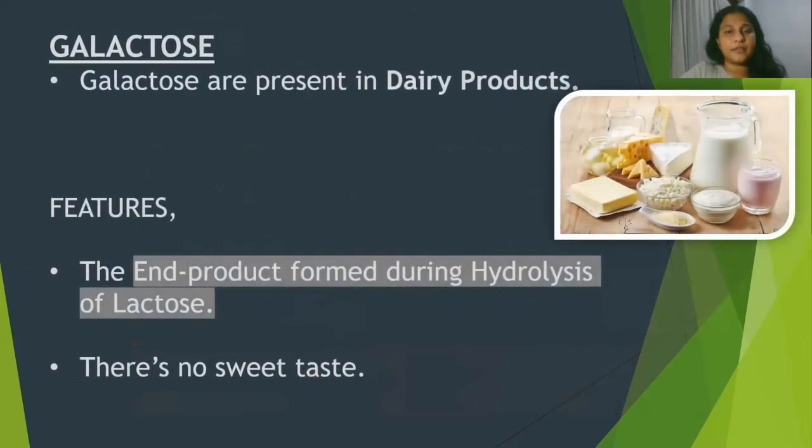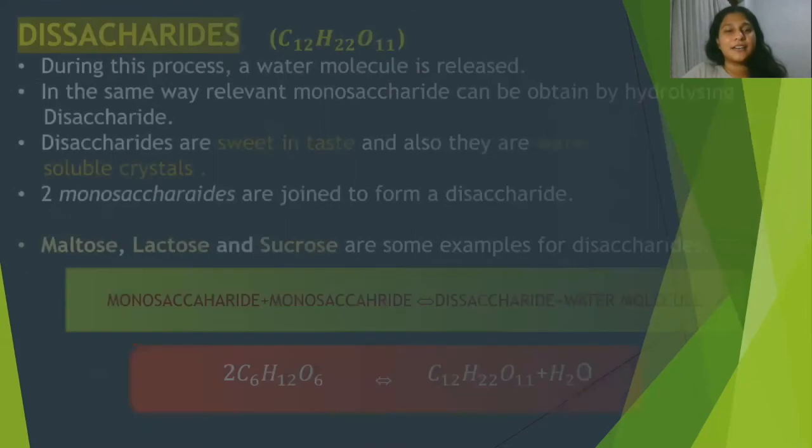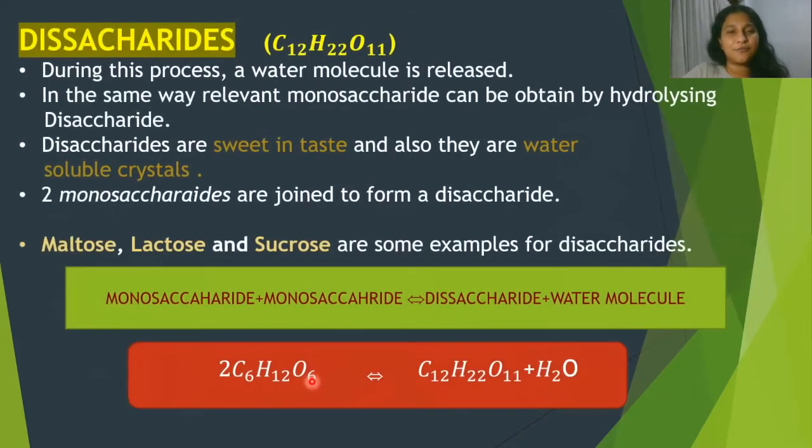I think y'all can remember the structure of a monosaccharide is C6H12O6. So two monosaccharides means two C6H12O6 molecules. And then it forms C12H22O11 plus H2O, a water molecule released. So disaccharide means two monosaccharides are always joined together to form a disaccharide.